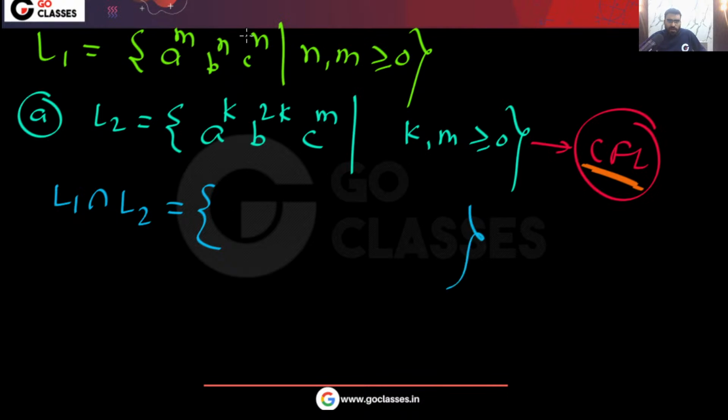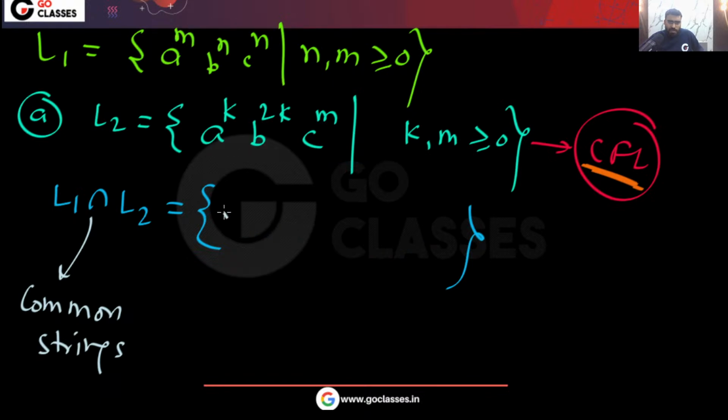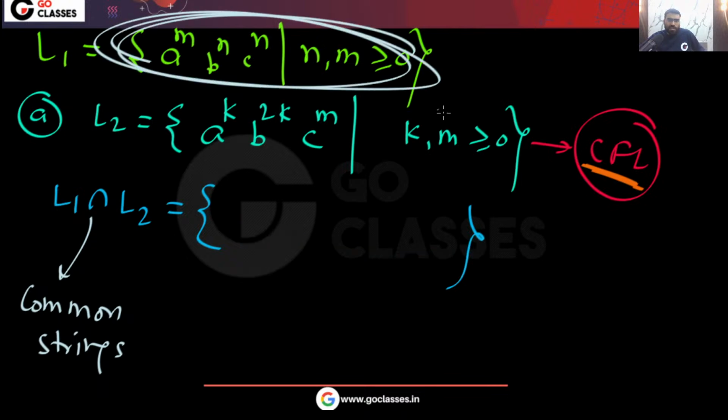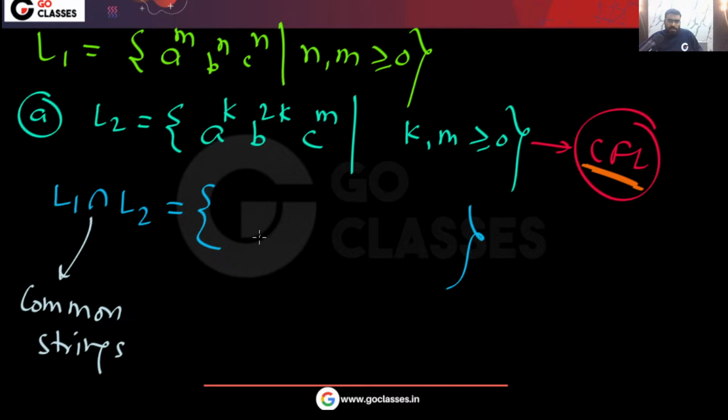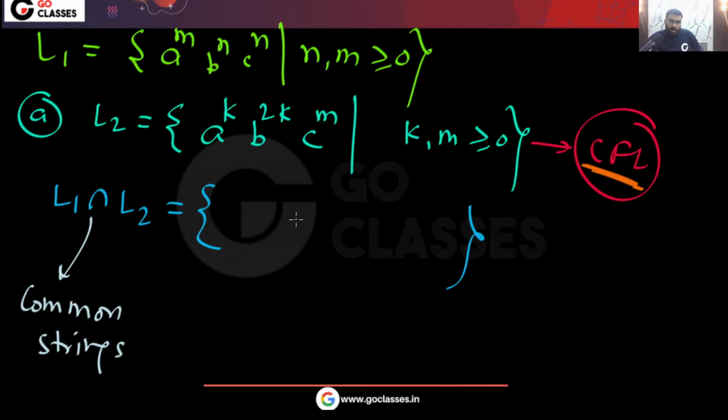Notice, in L1, number of B and number of C must be same. Yes or no? See, intersection means common part. Just focus on the common part. Means those strings which will belong here and they will belong here. So you can notice, if this string belongs here, then number of B must be equal to number of C. This and this, they must be same.